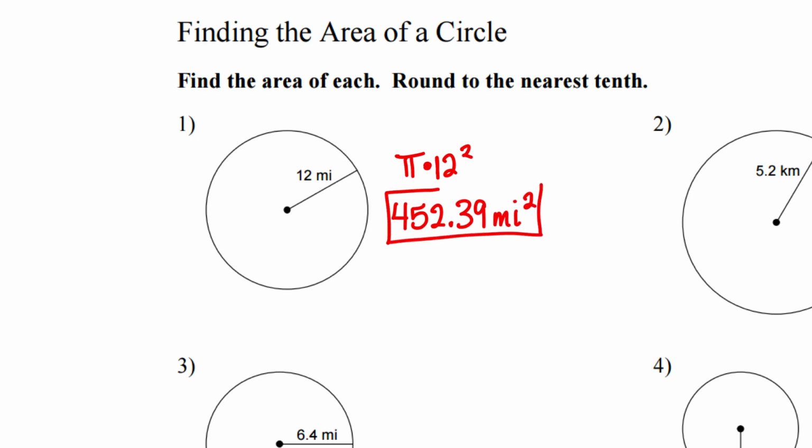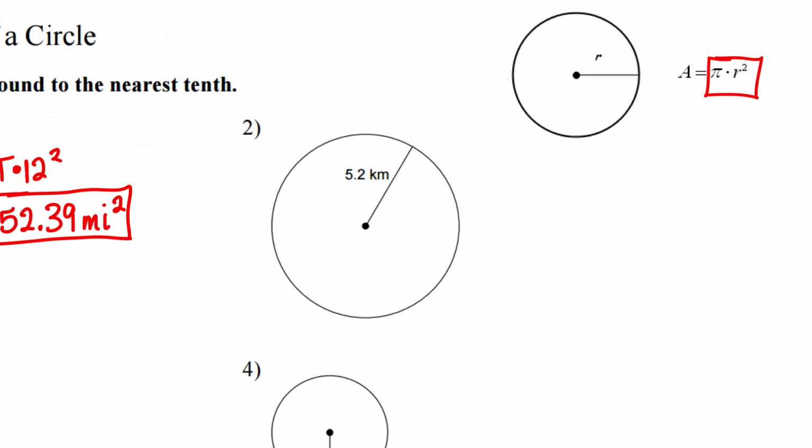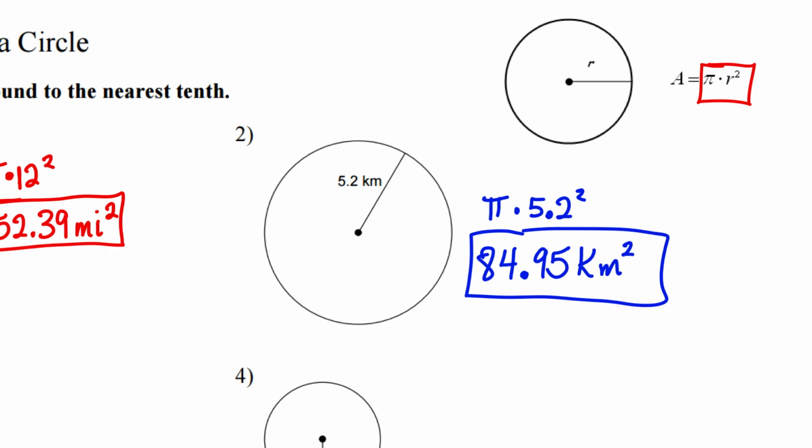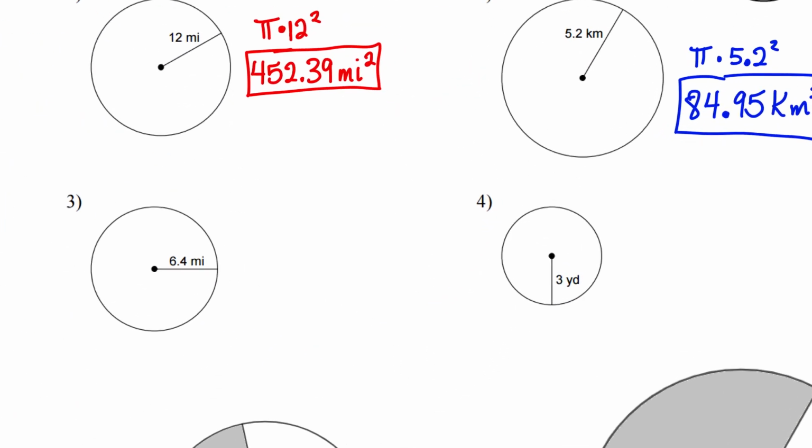I got that too. Okay, second one is pi times 5.2 squared. That's what? 84.95. I did not get that. What'd you get? Wait, say again. 94.95. I got 16.3. Is that 216?